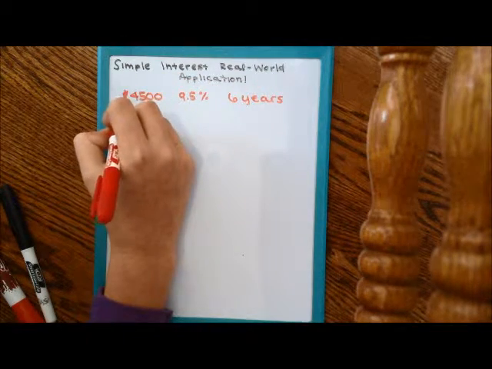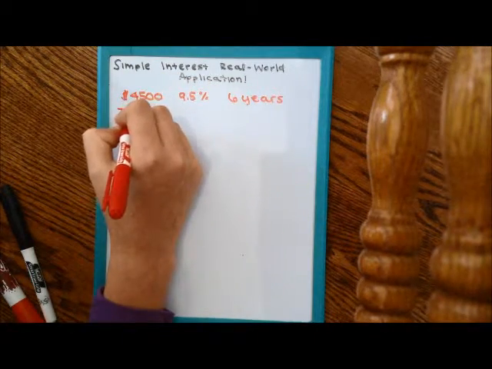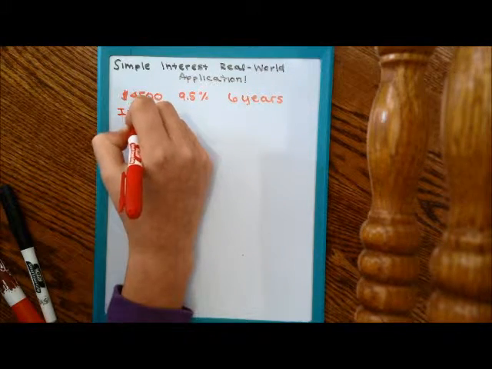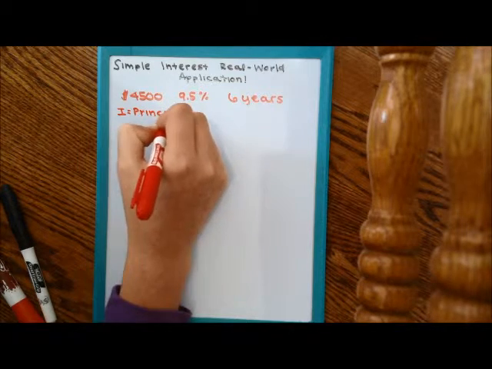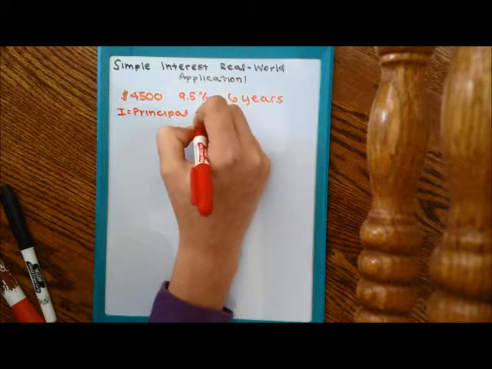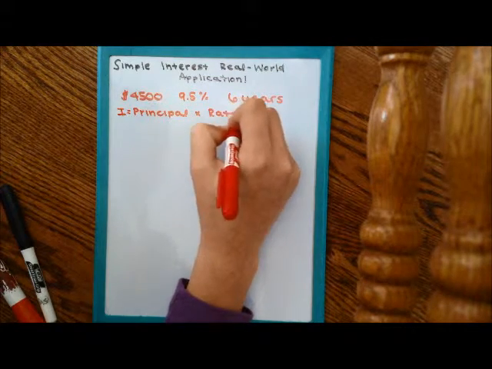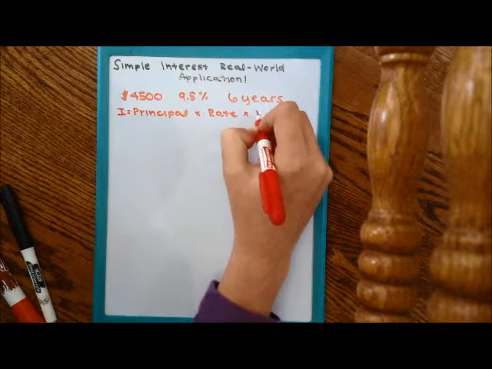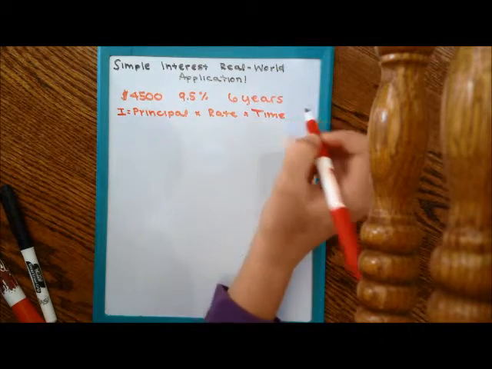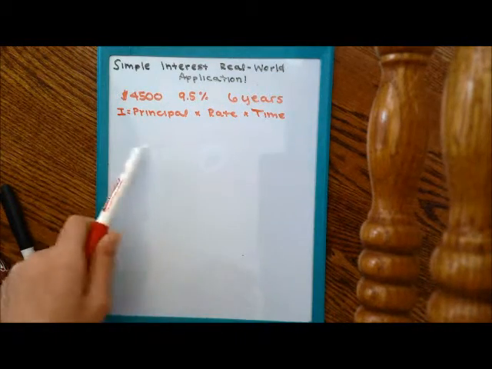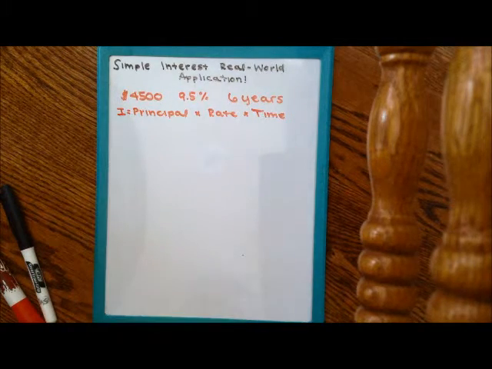Now we know that the simple interest formula is the interest equals the principal amount multiplied by the rate multiplied by the time the money was left in the account. So we need to figure out which one of these matches with the principal, rate, and the time.